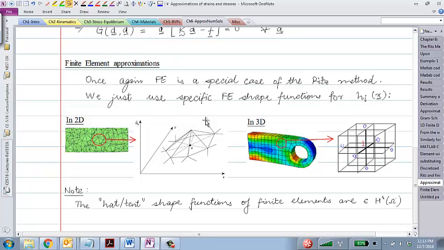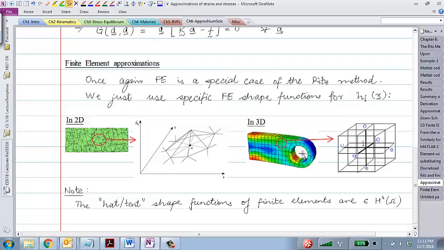So in 1D, we had a hat-shaped function. In 2D, we have a tent-shaped function, which goes to 1 at that particular node, goes to 0 at all the surrounding nodes, and everywhere else in the domain. That's the type of shape function that we want to use for 2D problems.